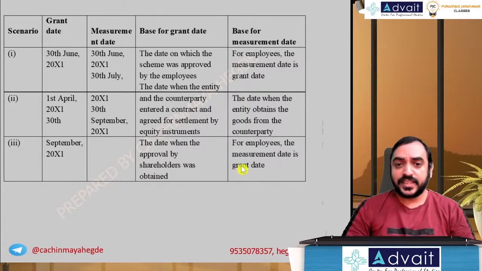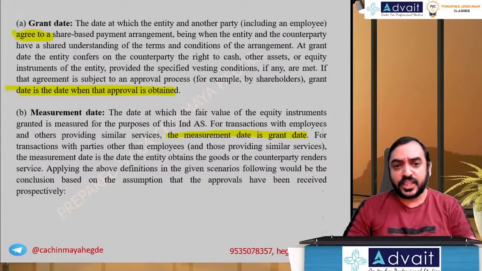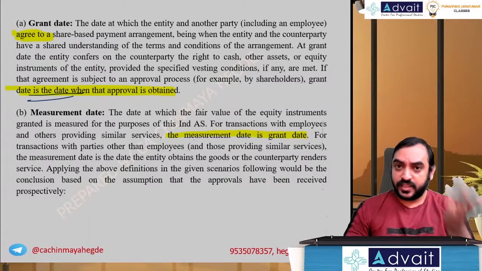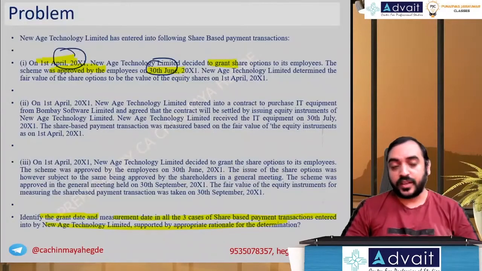Okay, let's read the next part. So for this, both are 30th of June. Grant date is 30th of June, because when the approval is to be obtained, that becomes the grant date. So approval is obtained, grant date, and the measurement date is the grant date. So grant date is 30th of June, and the measurement date is also 30th of June for this purpose, employees.